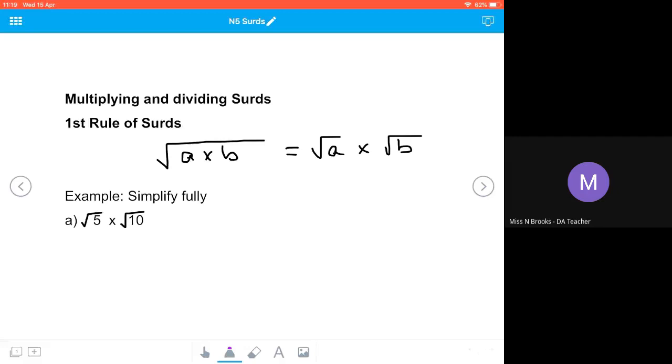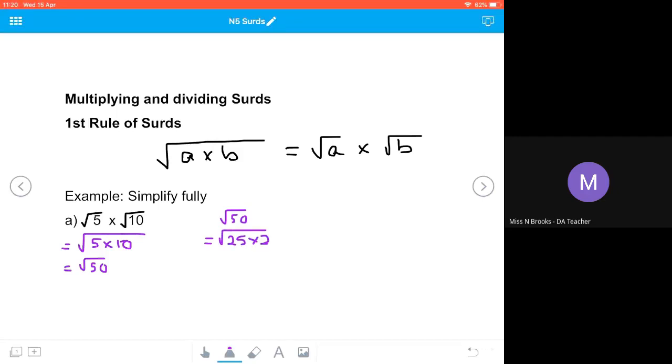So in this example, we've got root 5 times root 10. It's asking us to simplify it fully. So the first thing we're going to do is use the converse of rule 1, and we're going to say that it's the square root of 5 multiplied by 10, which is root 50. Now, it says simplify fully, so we do need to check whether or not we can simplify root 50 by checking if there's a perfect square factor. And there is a perfect square factor. So root 50 equals root 25 times 2.